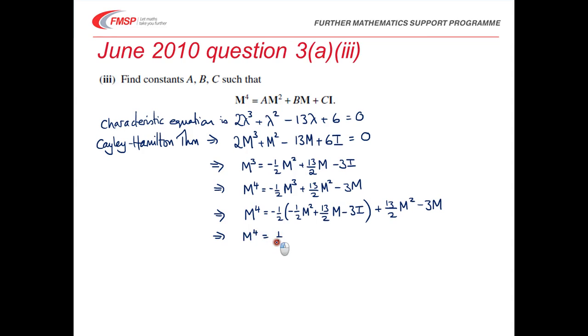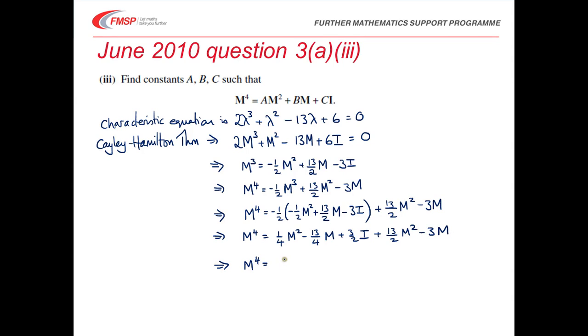Multiplying out, I've got a quarter m squared minus 13 quarters m plus 3 over 2i plus the other two terms. And collecting terms together, I get a quarter plus 13 over 2.